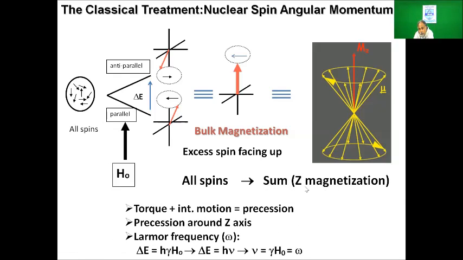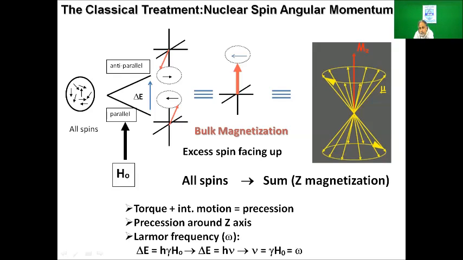So once again, we have the torque of the tiny magnets, the torque between the external magnetic field and the internal motion. That gives a precession, and this precession occurs around the z-axis as H0 is placed along the z-axis. Due to this precession, a Larmor frequency is generated, and this Larmor frequency omega depends on both the nuclear property gamma and H0.